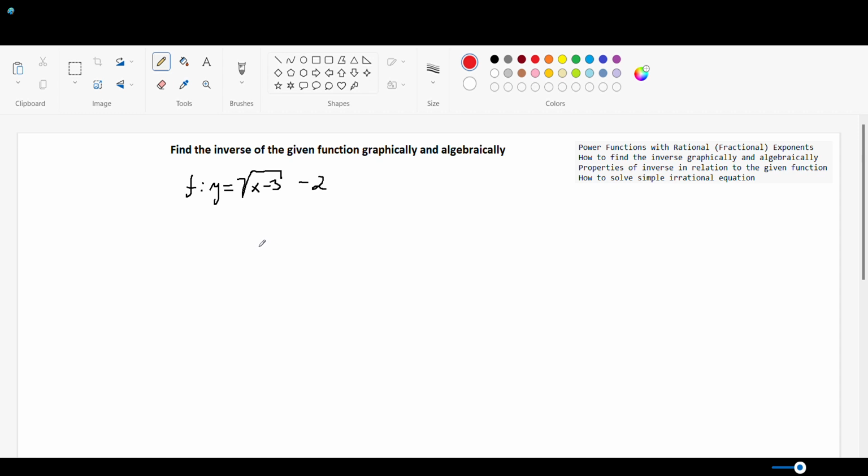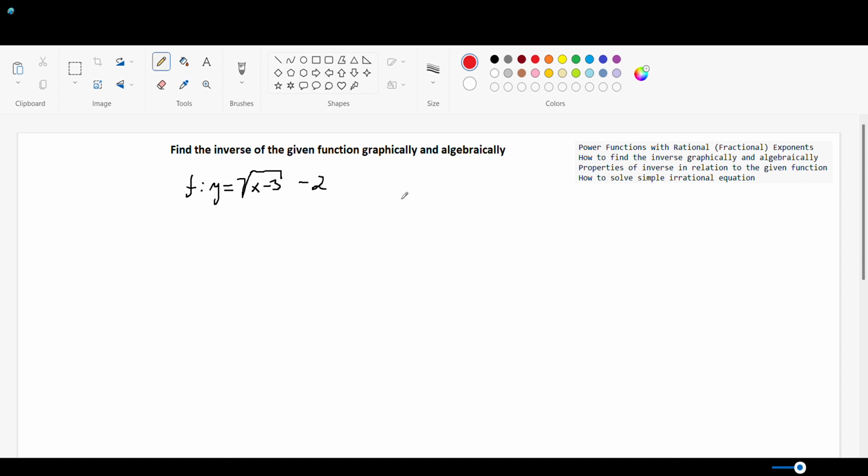And the last thing, or maybe one of the things, I don't know what else will occur in the video, is how to solve a simple irrational equation. Basically, an irrational equation, as we already know, is any equation where the unknown variable is under the radical.